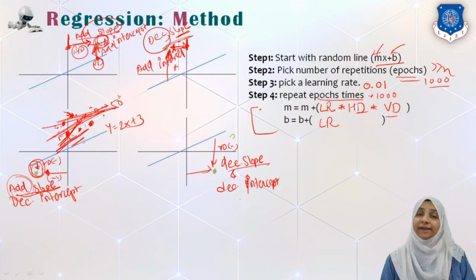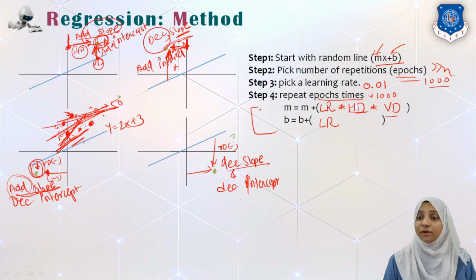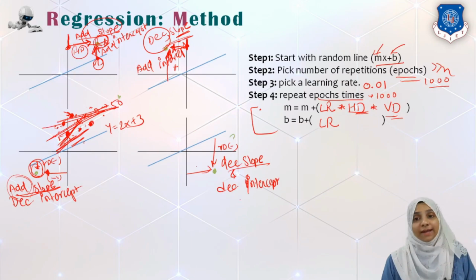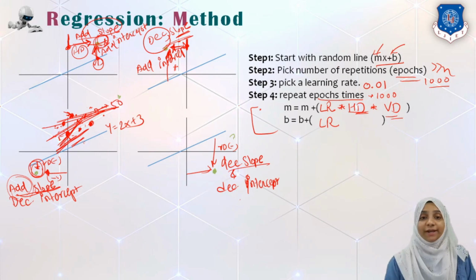Hence, the equation of my slope is m equals m plus learning rate into horizontal distance into vertical distance. Remember that the horizontal and vertical distances both take care of sign. Whether it is finally positive and must get added to m, or negative and must get subtracted from m. Likewise, now let us look into the intercept.